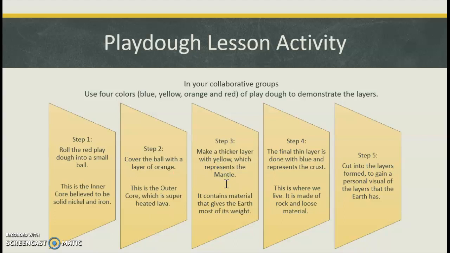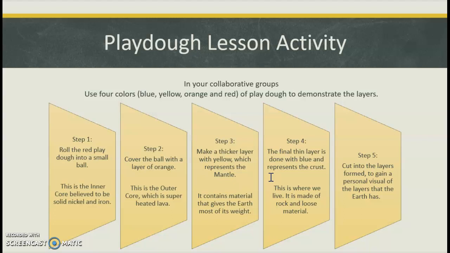Then step 3, we are going to cover that outer core with yellow. We are going to make a thicker layer with yellow, and this is going to represent the mantle. Remember the mantle contains material that gives Earth most of its weight. And then in step 4, we're going to cover that yellow layer with our 4th and final color, blue. And this is going to represent the crust.